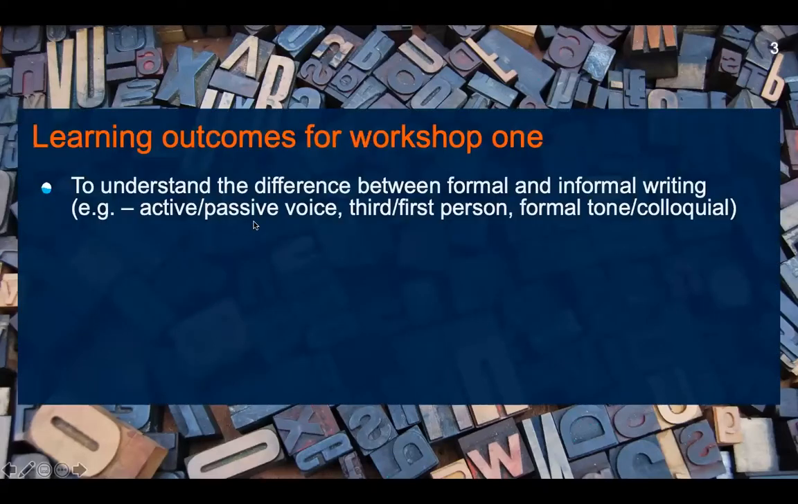But for today, there's a few learning outcomes for the workshop. Firstly, we're going to try and understand the difference between formal and informal writing. So for example, things like active voice, passive voice, third and first person, formal tone and colloquial writing. So there's a big difference there, and that will play a role in academic writing. It's important to know the difference when you're writing your essays for an academic degree.